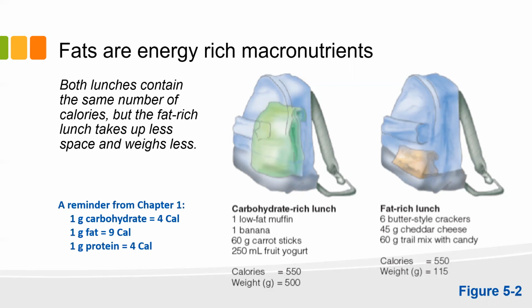You can see here is a reminder of some of the stuff we learned way back in week 1 about the amount of energy found in the different macronutrients. Carbohydrates and proteins are 4 calories per gram, whereas fats are 9 calories per gram. They're showing this in this picture, with 2 lunches. One is carbohydrate rich, the other is fat rich. The fat rich lunch is much smaller because the calories are more dense and packed in there.